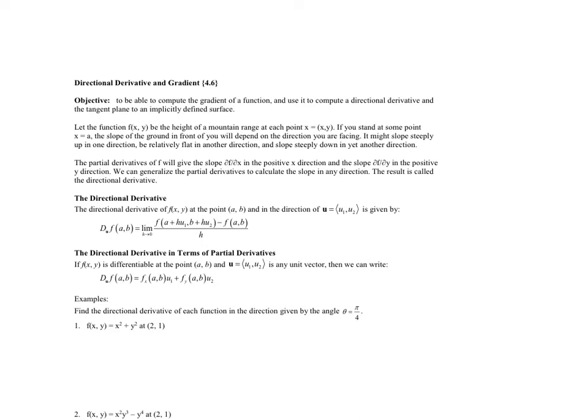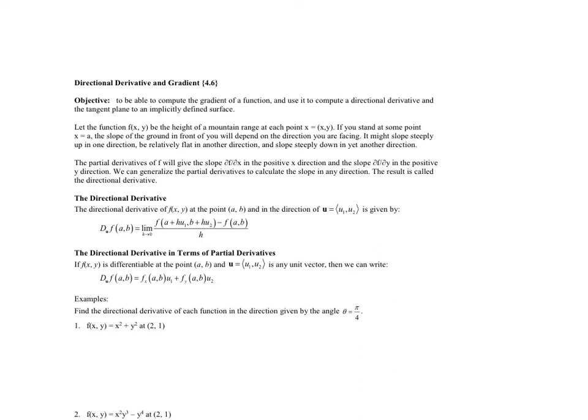So function f of x comma y is the height of a mountain range at each point (x, y). If you stand at some point, the slope of the ground in front of you will depend on the direction in which you're facing. That's what I was talking about before. You're walking up Breakneck Mountain, taking the easy path or going up the cliff, so the path you're taking will impact the gradient. It might slope steeply up in one direction, be relatively flat in another, and slope steeply down in yet another direction.